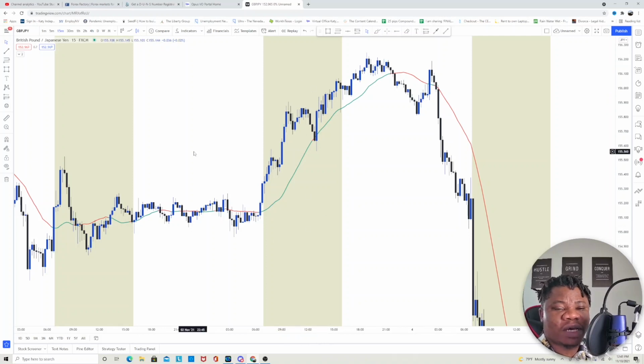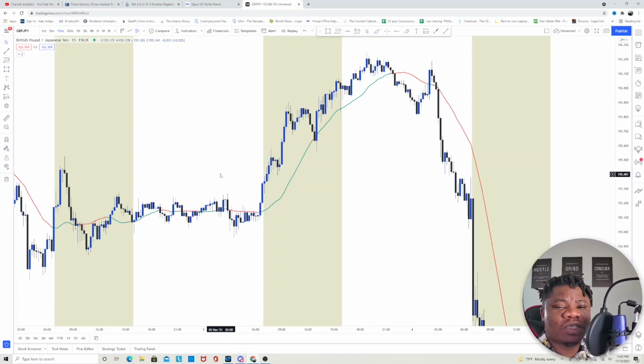The white background consists of the Asian session and the London session. But our main focus is to only trade during the New York session. So if you're watching this and you love scalping during New York session, this scalping strategy is definitely for you.